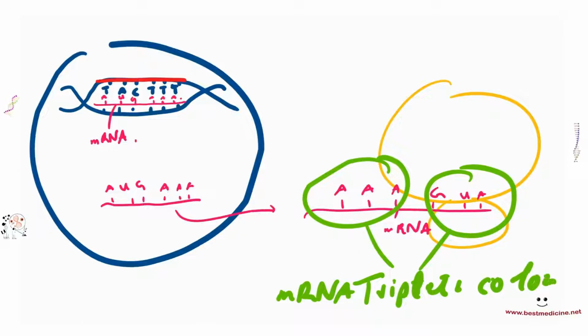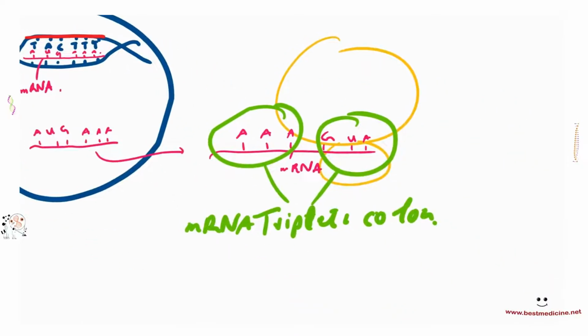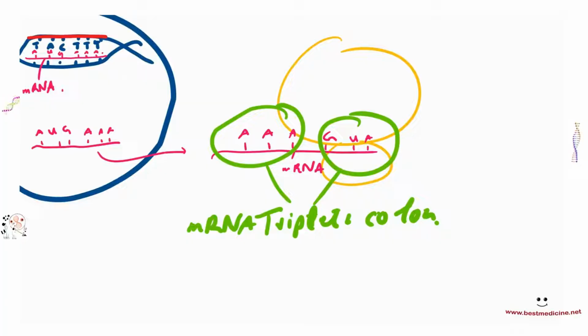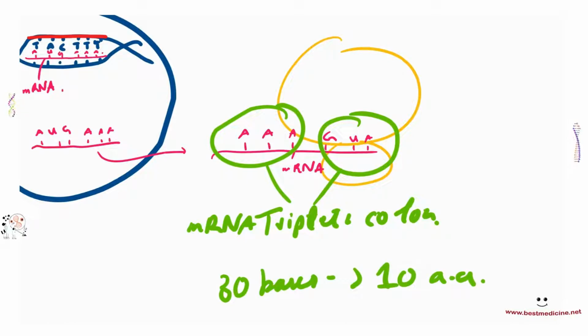It's called a codon. So if one triplet, 3 bases, is coding for one amino acid, then maybe 30 bases will code for 10 amino acids, because 3 of these code for one amino acid. How does the coding work?